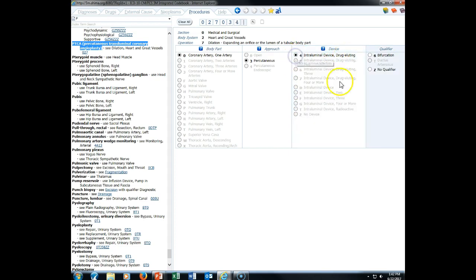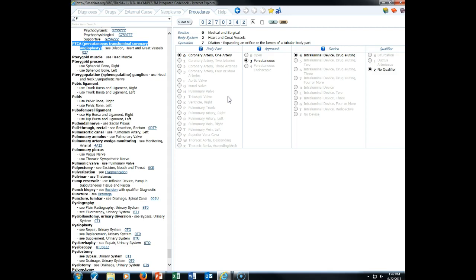But we know that we had a drug-eluting stent, and it was not at the bifurcation, so there was no qualifier. So our code is 027034Z. And so that is how we get to that code.